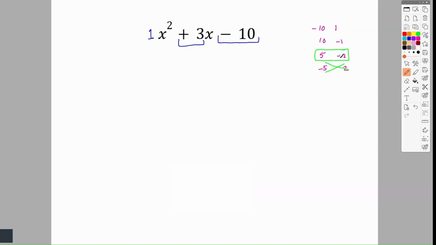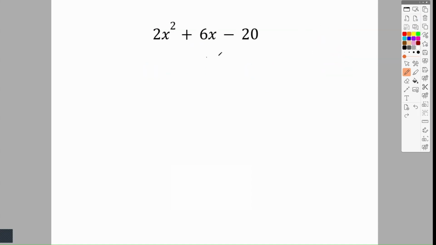So we simply put these numbers in parentheses like that. (x + 5)(x - 2), and we're done. So you simply list the factors of the constant and find the couples that add to the middle number here. And now let's move to this one.